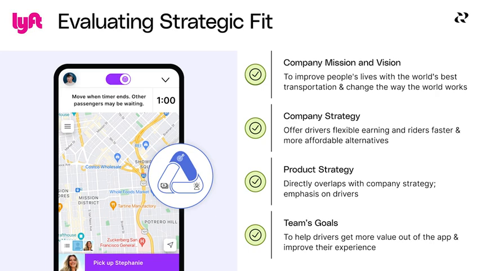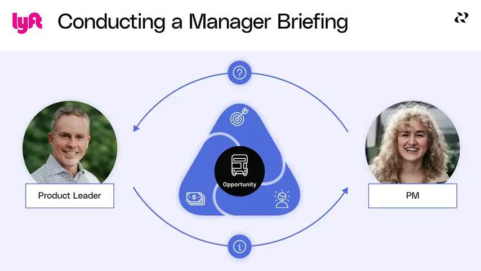Lastly, it was clear that the business value impact laddered up directly to company strategy, mission, and values. Improving drivers' ability to earn income on their way home directly served product and company goals around empowering drivers with flexible earning opportunities, which then laddered up to Lyft's vision of using tech and transportation to bring people together. That wraps up the manager briefing for Lyft's new driver experience feature opportunity.